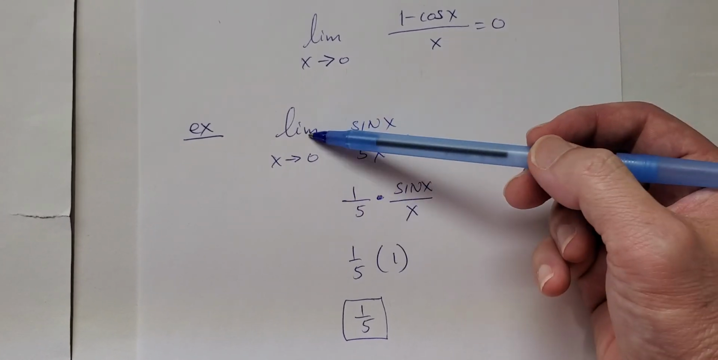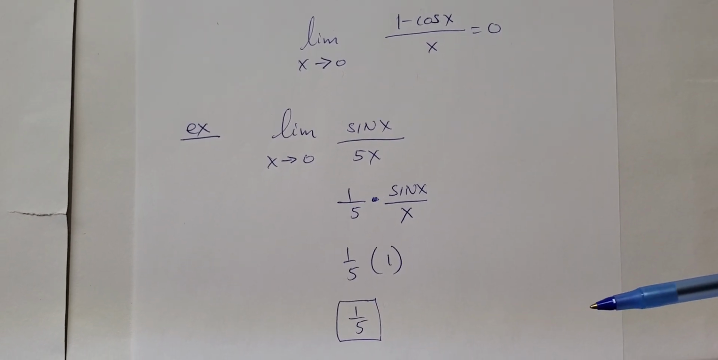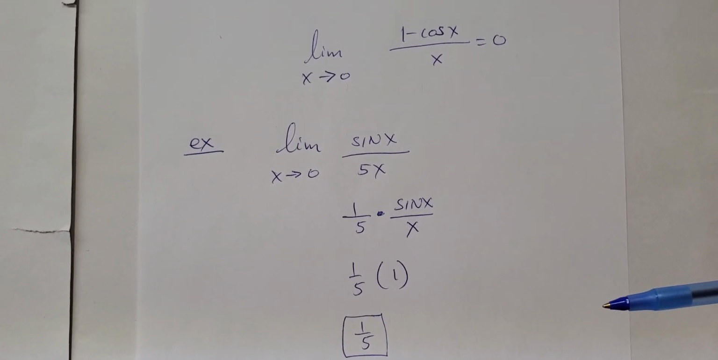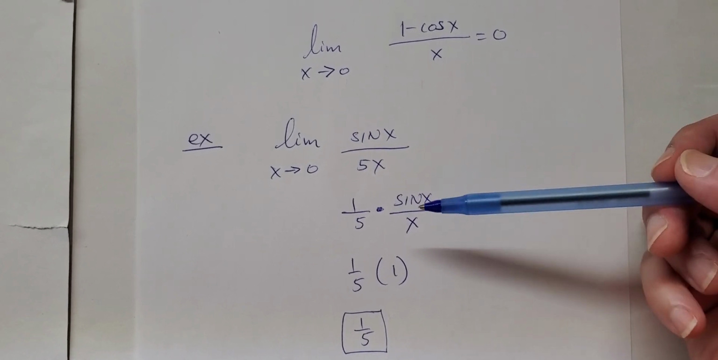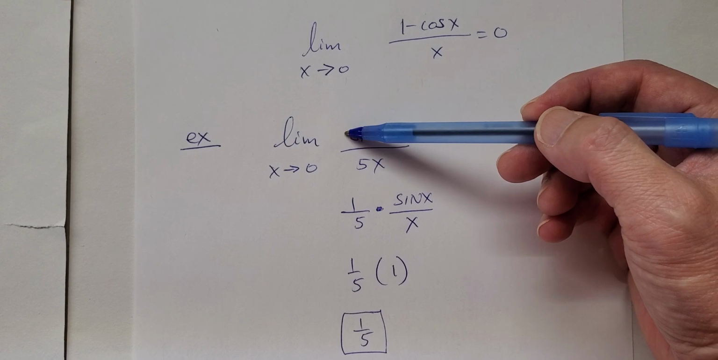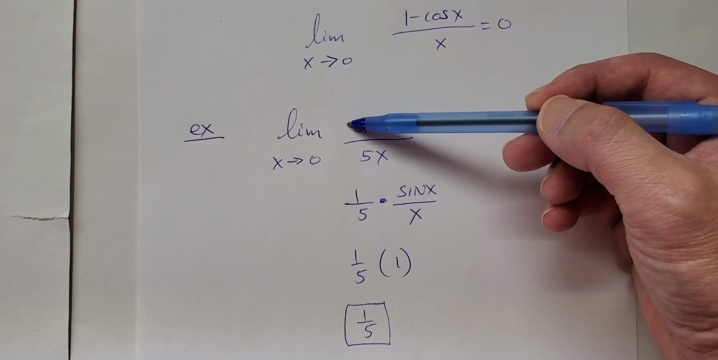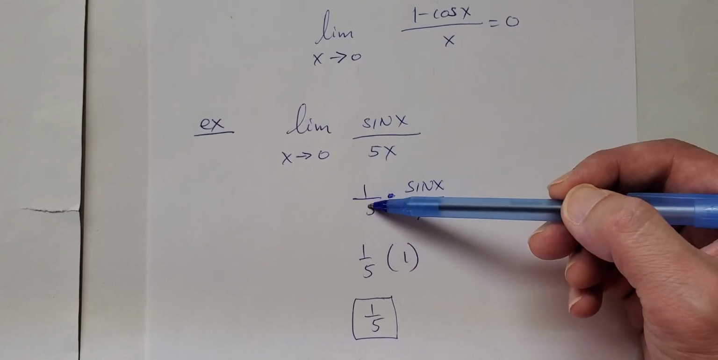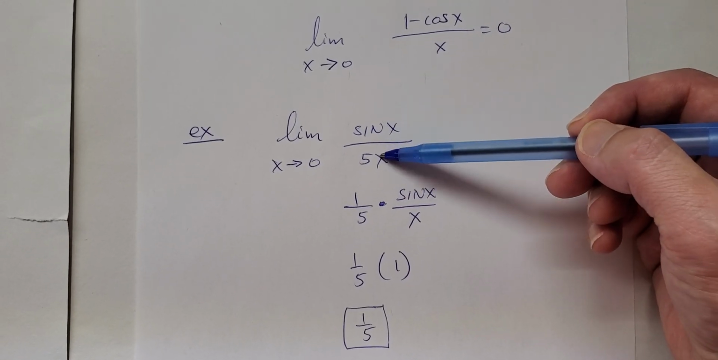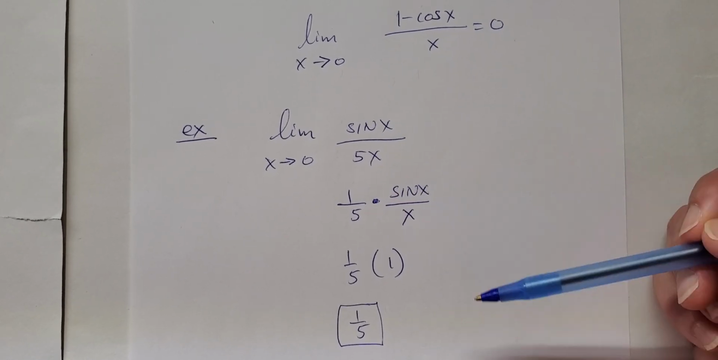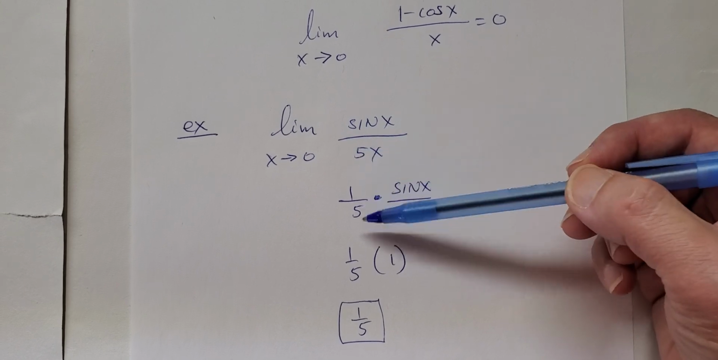Now again, you cannot put 0 in because it will end up undefined. So what we have to do is some algebra by splitting this up. I hope you can see that there's a 1 right here. So 1 over 5 is separated, and then we separate sine x over x. We're going to separate this into two parts.